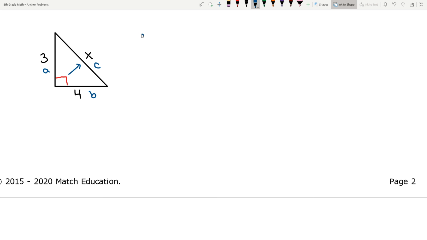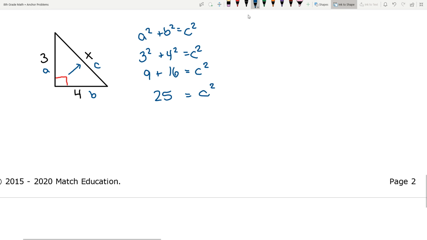And so you can use the Pythagorean theorem, a squared plus b squared equals c squared, in order to solve. So 3 squared plus 4 squared is going to equal c squared. 3 squared is 9. 4 squared is 16. 9 plus 16 is 25 equals c squared.